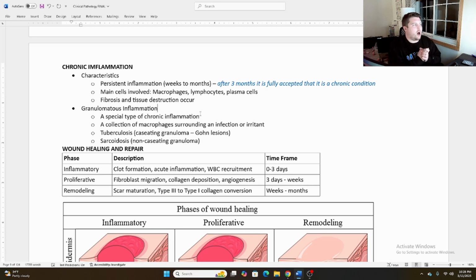The two most common places that we see that are tuberculosis, which causes a caseating granuloma. That's caseous necrosis, that cheese-like necrosis. We call those Ghon lesions. Sarcoidosis is another common one. We call those non-caseating granulomas. Those are the two big ones. If they're going to ask you a question about granulomatous inflammation, those are the two specific ones they're going to ask about.